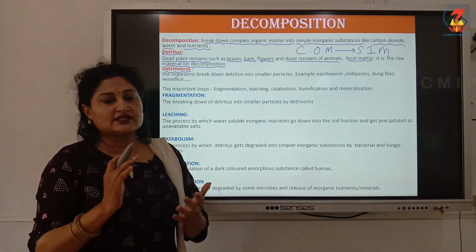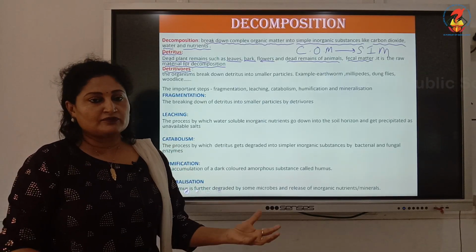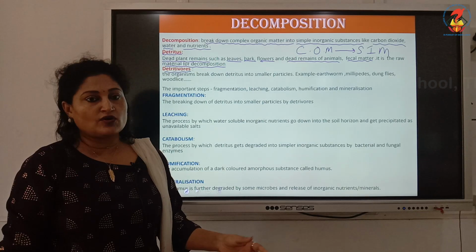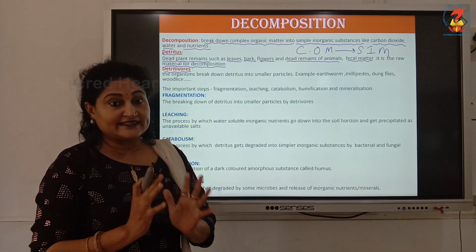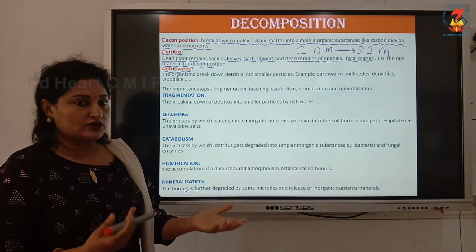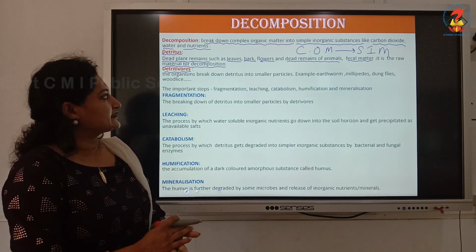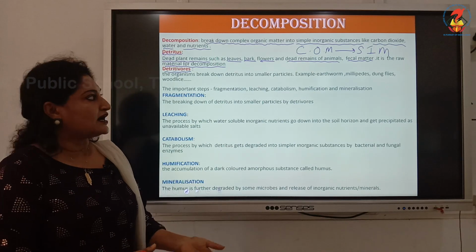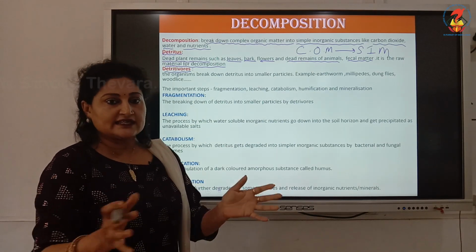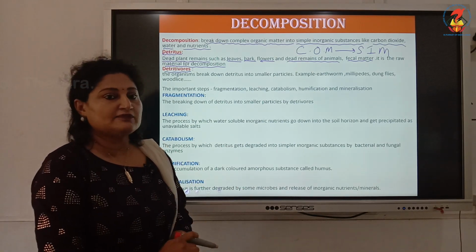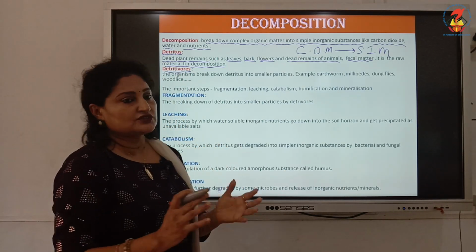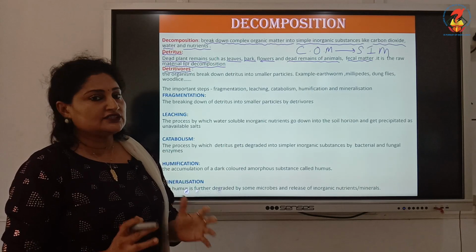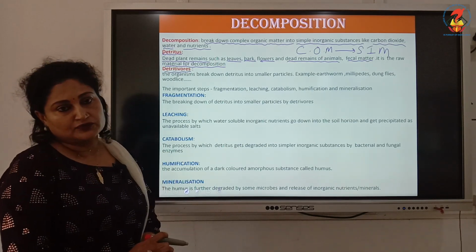So, what is detritus? It can be from the plants or from the animals, all the dead remains. From plants, it can be the plant as a whole, the dead body of a plant, and also the fallen portions of the plant. It can be the flower, the leaves, the bark, etc. And animals, again, the entire dead body of the animal, or it can even be the fecal matter from animals. This constitutes the detritus, and this forms the raw material for decomposition.